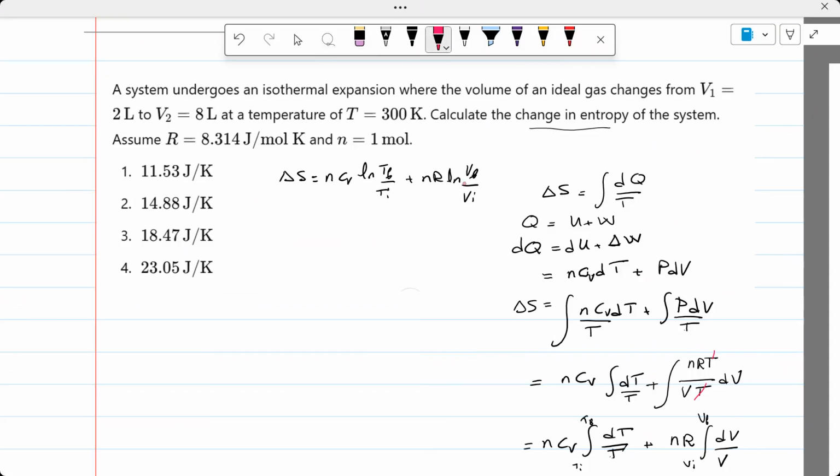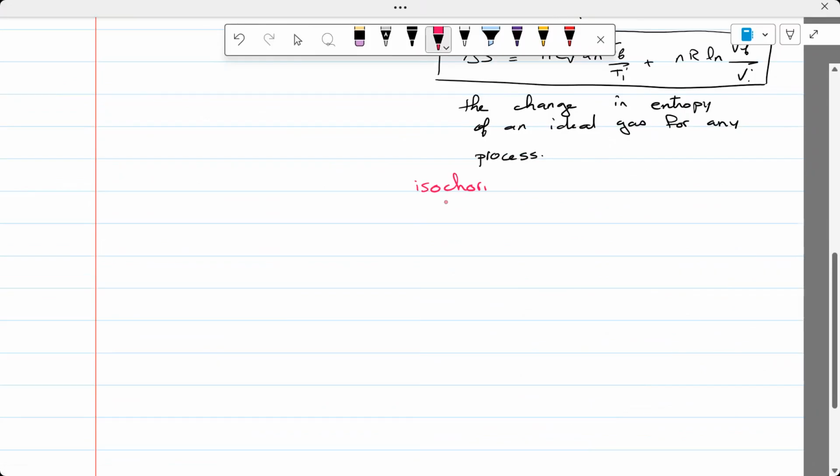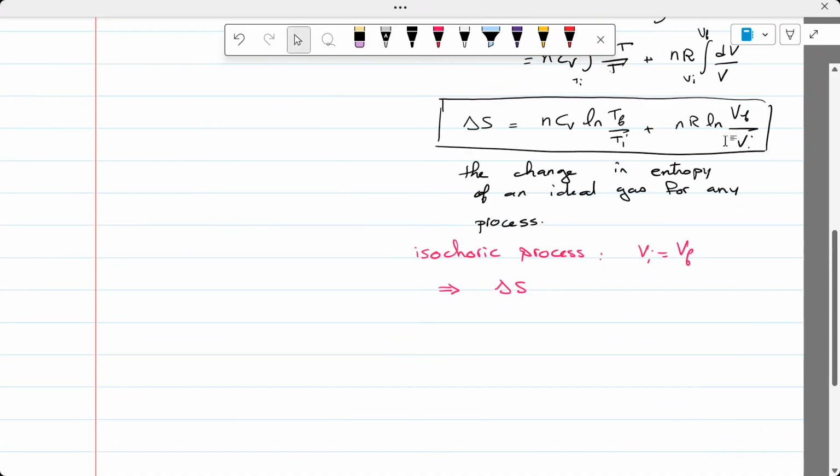Yeah, I just said that let's say you have an isochoric process. I can actually write these down here. What do we know about an isochoric process? V initial equals V final. So actually, my formula for delta S, these terms will cancel out because V final equals V initial. So we have ln of 1, which is 0. Do you agree? So delta S will only contain the first term. It will be nCV ln T final over T initial.